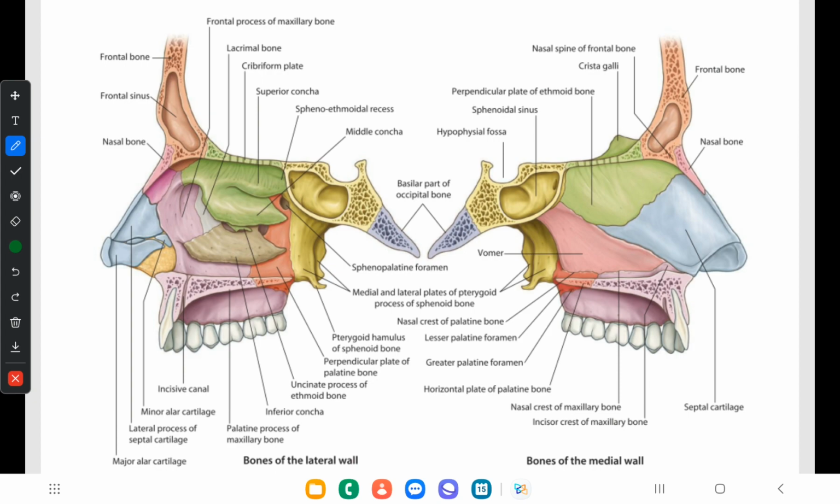Then the roof is the narrowest wall of the nasal cavity, and it lies at the junction between the lateral and medial walls. It has an anterior sloping part, a middle horizontal part, and a posterior sloping part. This part is the roof. So this is the anterior sloping part, the middle horizontal part, and the posterior sloping part.